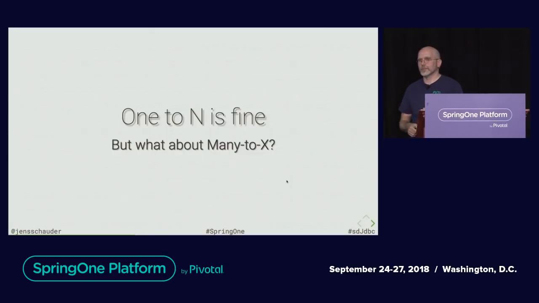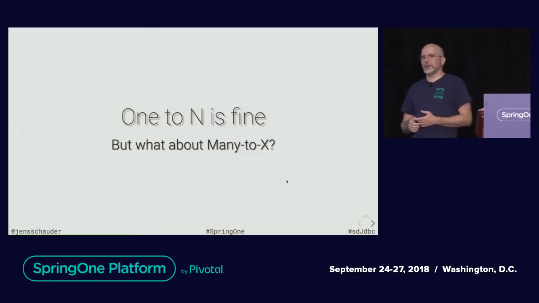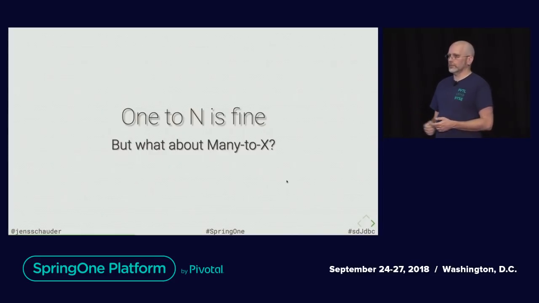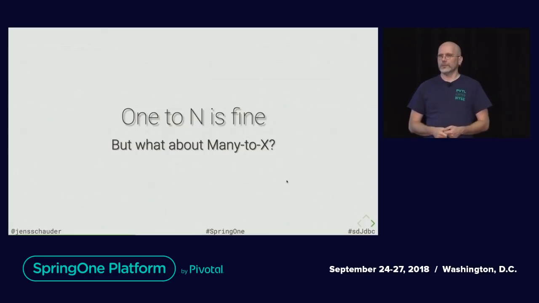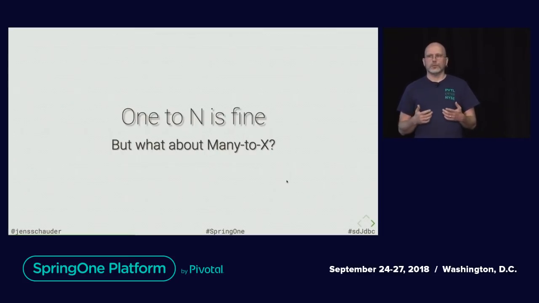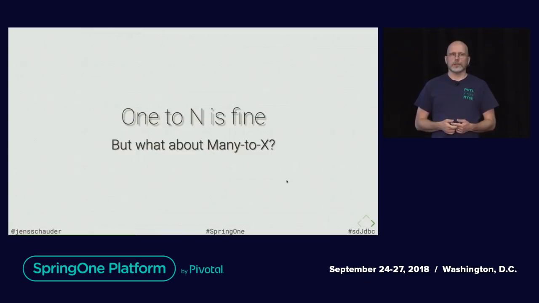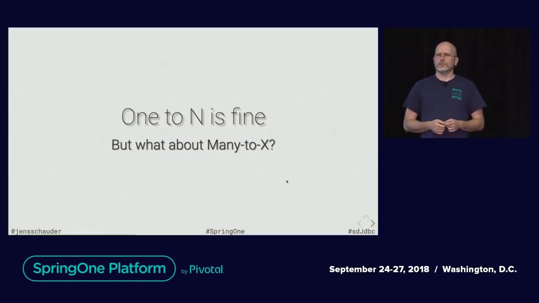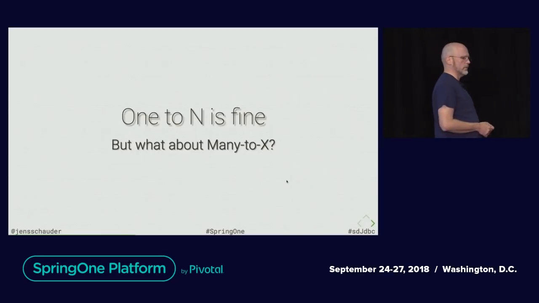But what about other cases? Let's say books and authors. A book has many authors, or at least one, possibly many. And maybe in your domain, if a book goes out of sale, you want to delete the book. You probably don't want to delete the author, right? But Spring Data JDBC will do exactly that, which is weird. You don't want that, right?